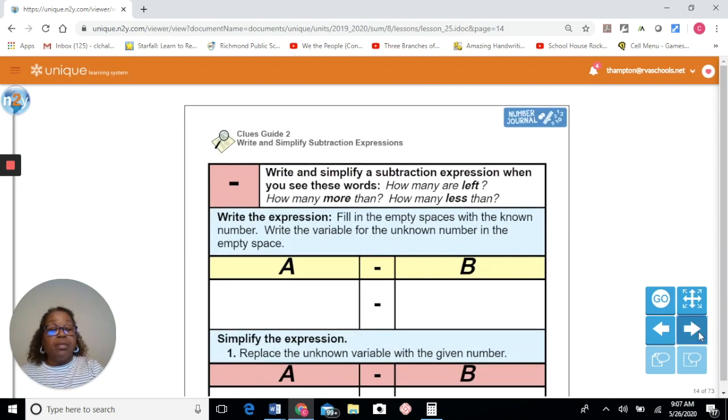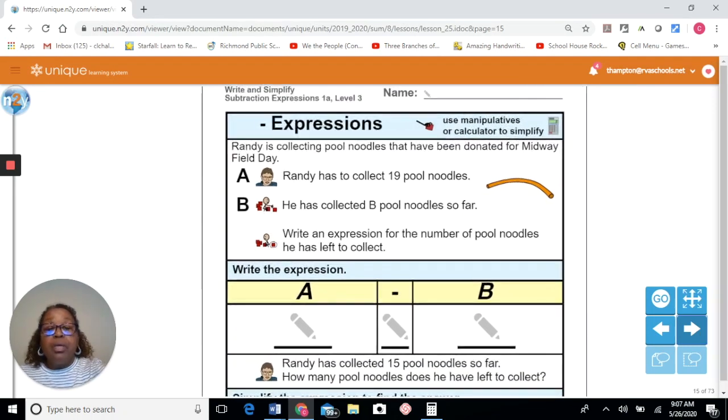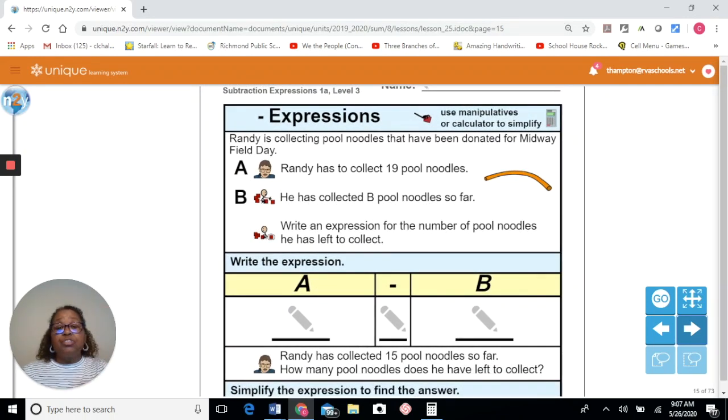Let's see. Let's read the problem and see if we're able to solve the subtraction expressions. Okay. Randy is collecting pool noodles that have been donated for Midway Field Day. You know what a pool noodle is, don't you? You rest on it and you're able to float in the water. That's really, really fabulous. Okay.